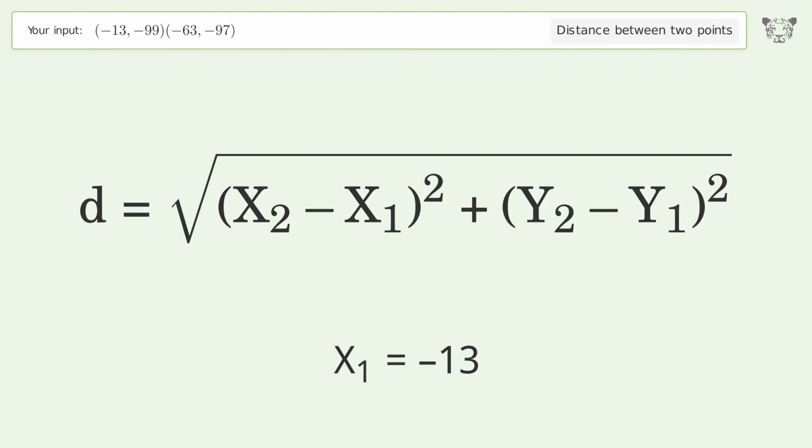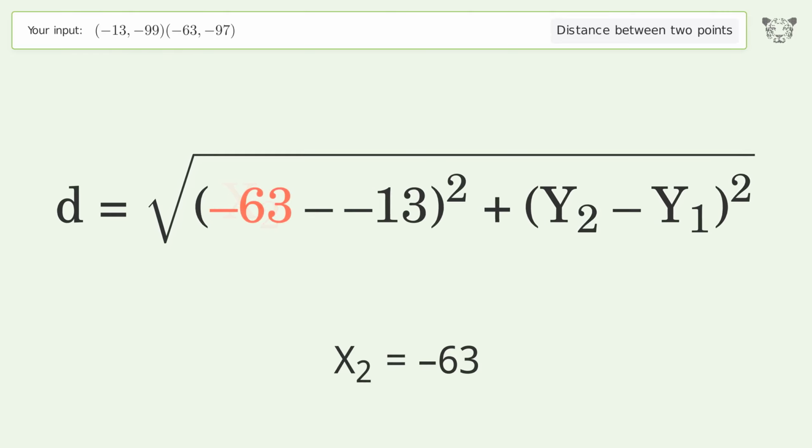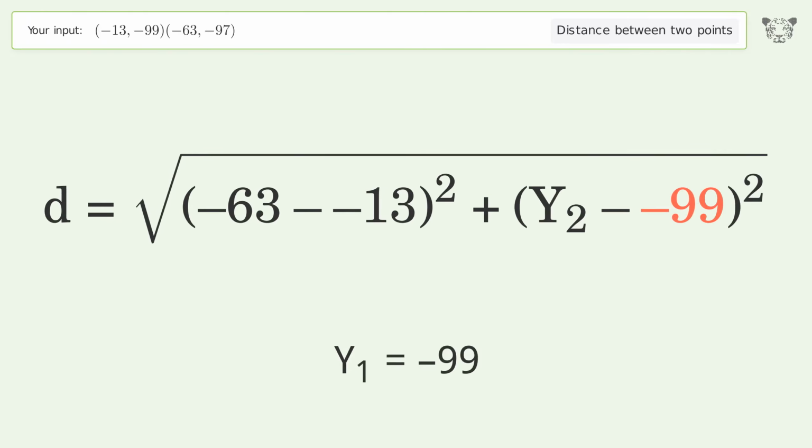x1 equals -13. x2 equals -63. y1 equals -99. y2 equals -97.